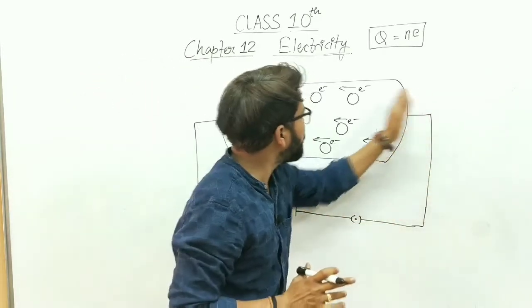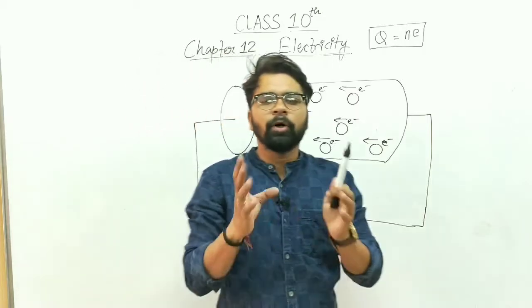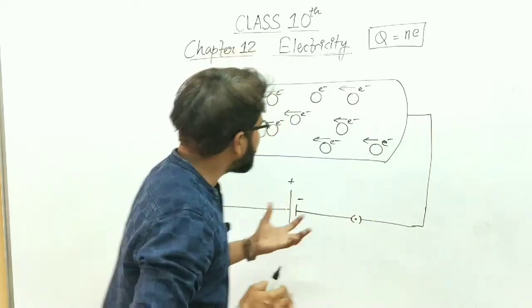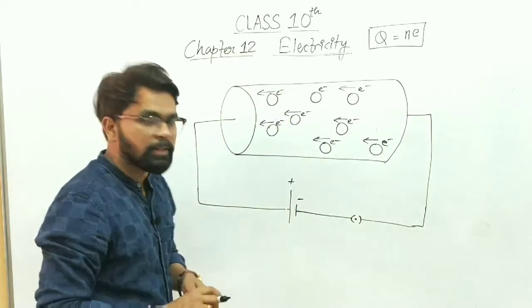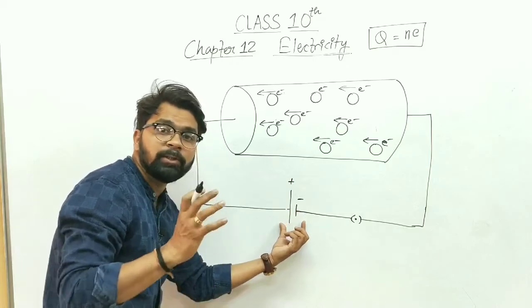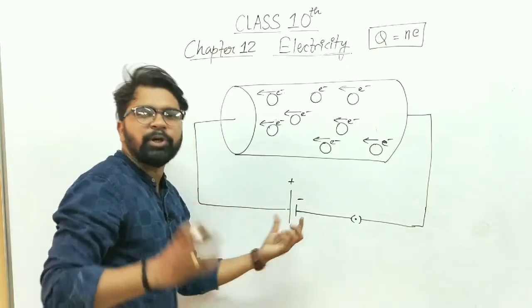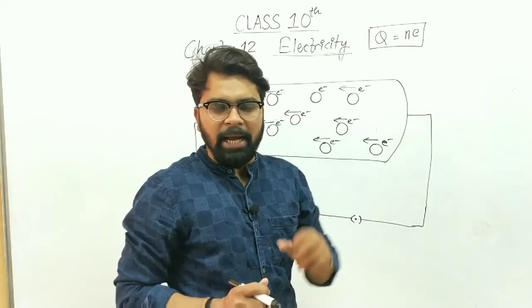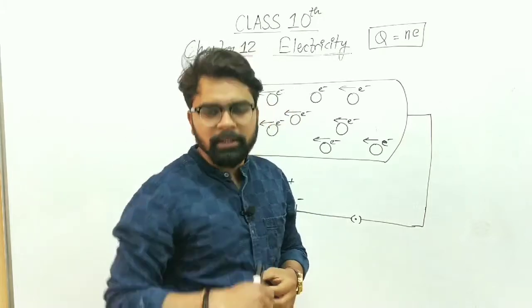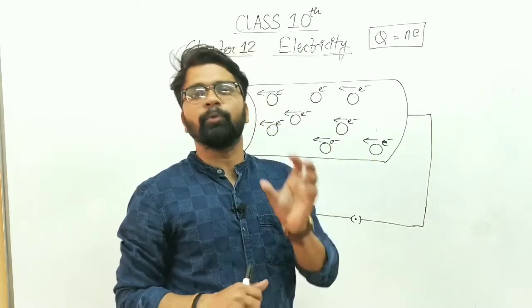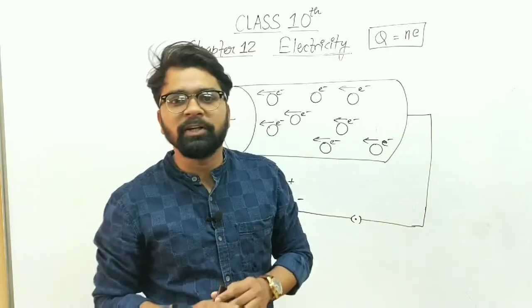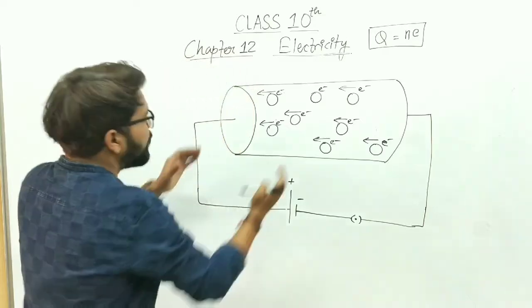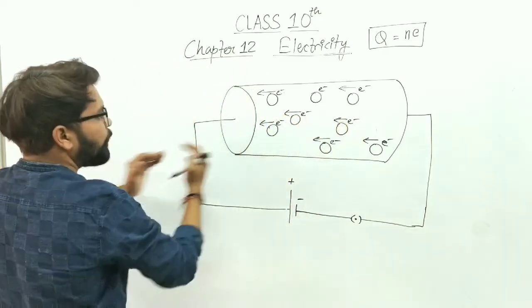So what is that? It makes a difference from this place. This cell is producing a difference, and this difference we are going to study in our next topic, that is electric potential difference. Okay, so now all these electrons are moving from this place to that place.